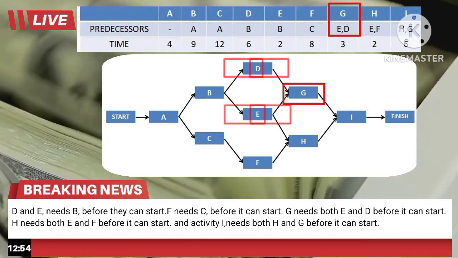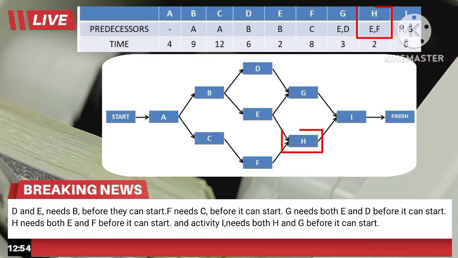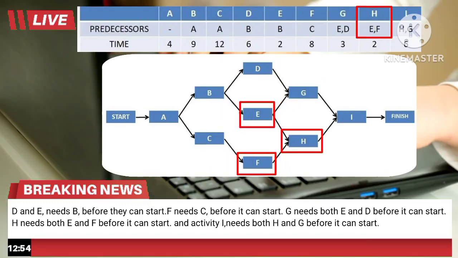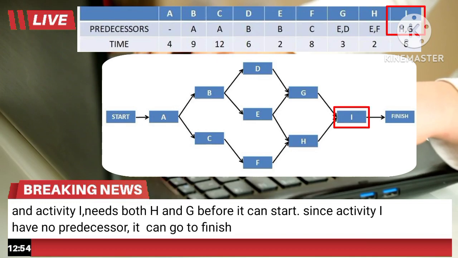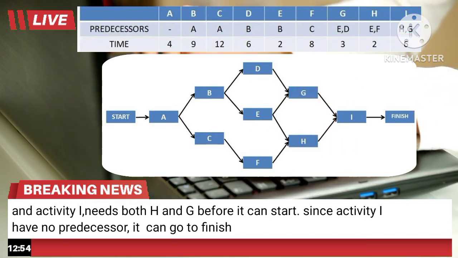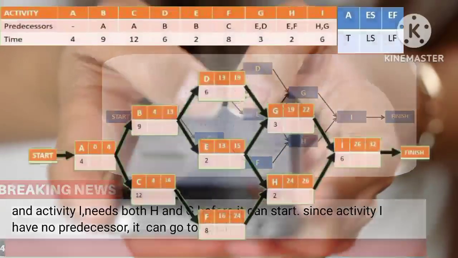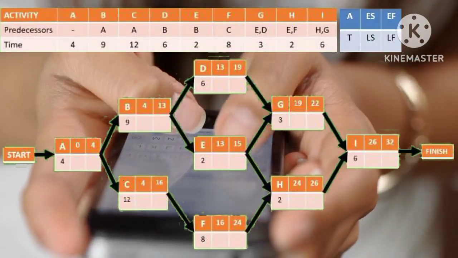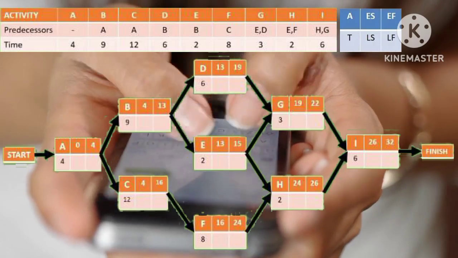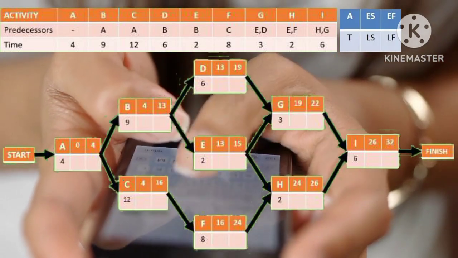G needs both E and D before it can start. H needs both E and F before it can start. And activity I needs both H and G before it can start. Since activity I has no successor, it can go to finish. So here is the network diagram, where the activity nodes display the project activities and estimated times.